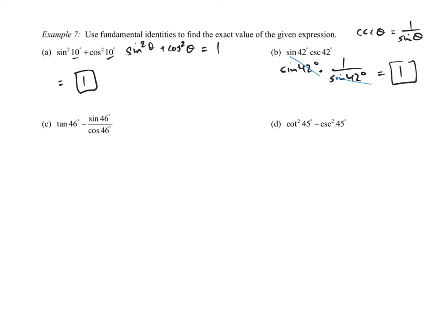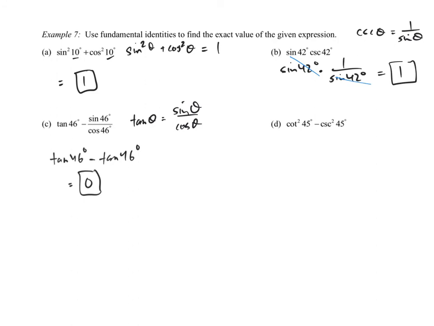In letter C, we've got tangent 46 degrees minus sine 46 over cosine 46. And so the identity that I need to remember here is that tangent theta is equal to sine theta over cosine theta. And so that means I can transform this part of the expression into tangent of 46. So tangent of 46 degrees minus tangent of 46 degrees. And since those two things are the same and I'm subtracting, then the answer is just going to be 0.